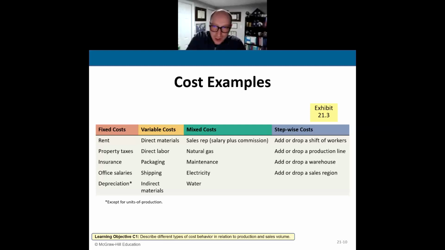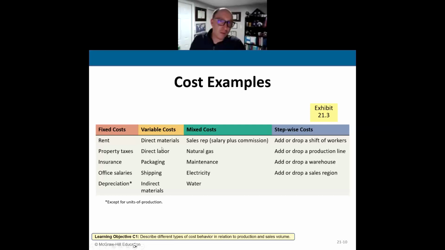And then we got stepwise costs. The examples of this would be a drop or add of a shift of workers, production line, warehouse, sales region, the cell phone plan I gave the example of, and other things like that, stepwise.